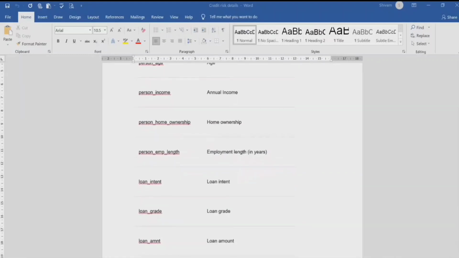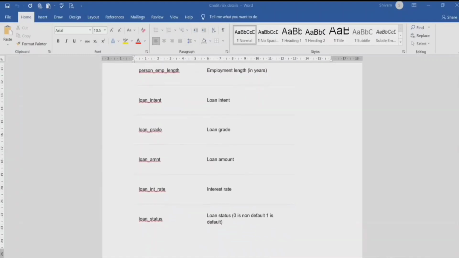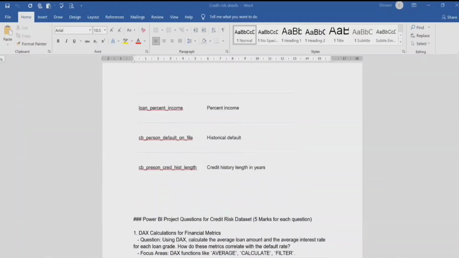Age, annual income, home ownership, employment length. Employment length means how long a person has been working. Loan intent, loan grade, loan amount, interest rate, loan status, percent income, historical default. Historical default meaning has he ever missed any of his installment. Credit history length in years.